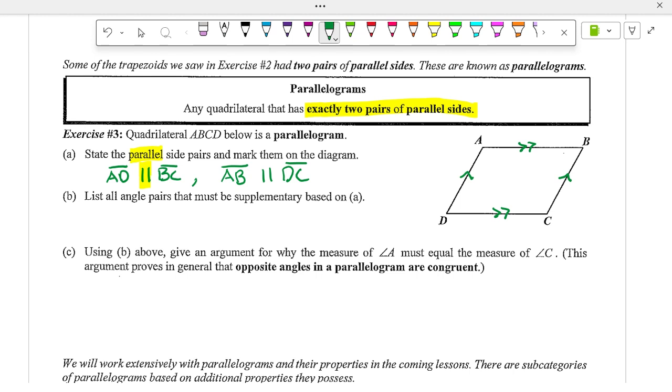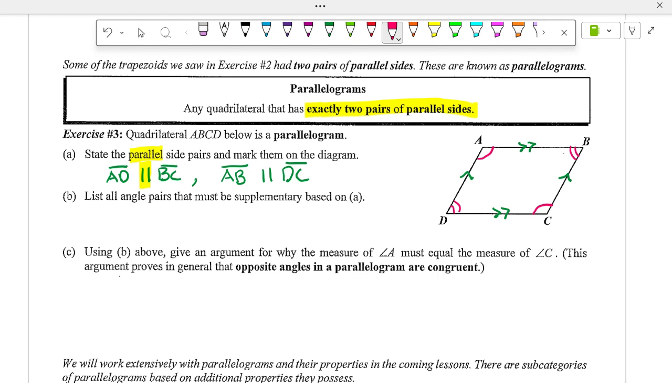Now, list all angle pairs that must be supplementary. So we know that what angles are congruent? A and C are congruent. What's the other two? B and D. So I'm going to mark those with two ticks. So what angles have to be supplementary? So remember, supplementary angles in a parallelogram are which angles? What type? The consecutive angles. So they can't be supplementary and congruent at the same time, unless they're right angles. That's the only exception.